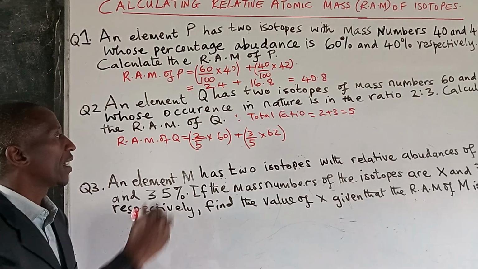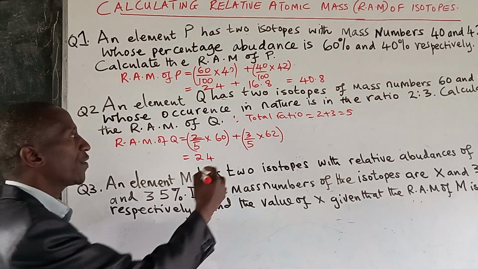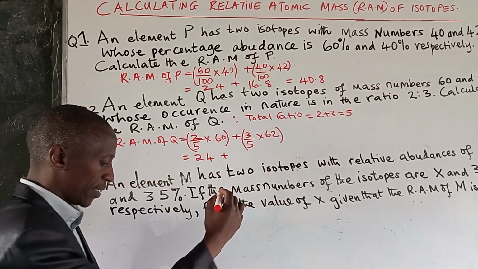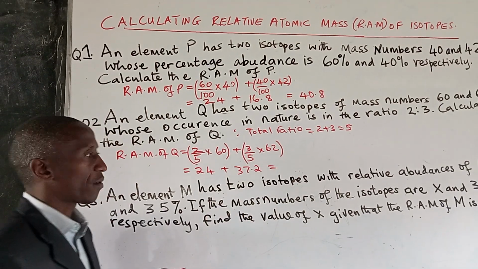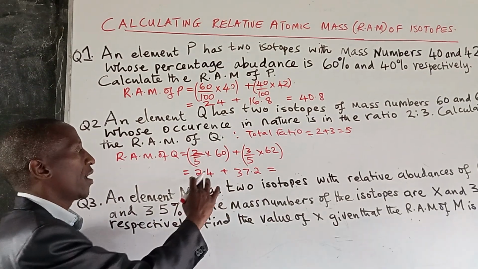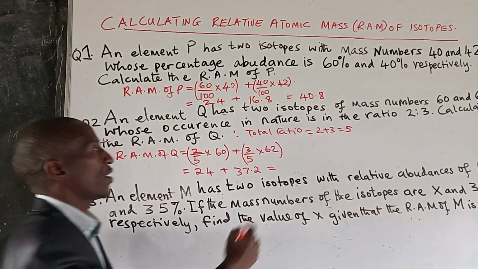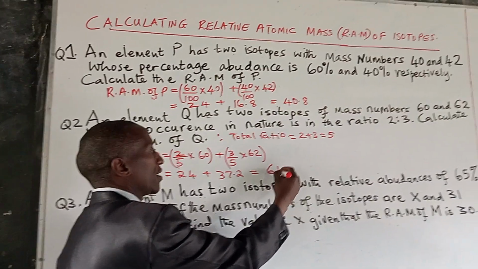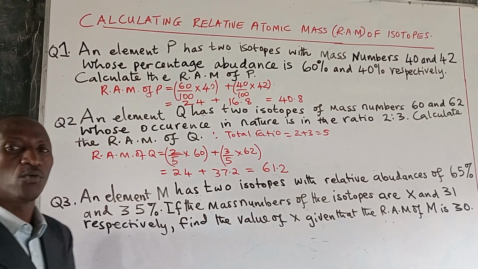2/5 of 60 comes up to be 24. 3/5 of 62, we get 37.2. Now, compute that on your calculator. What is 24 added to that 37.2? And we get 61.2. Once more, I would like us to analyze.